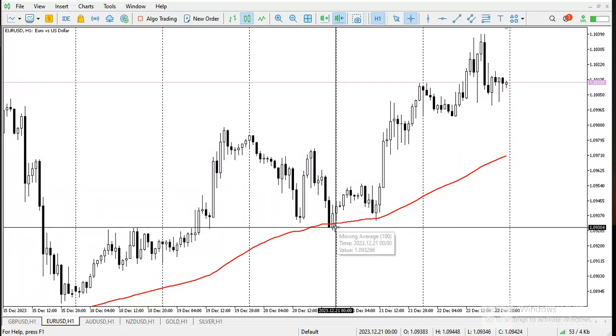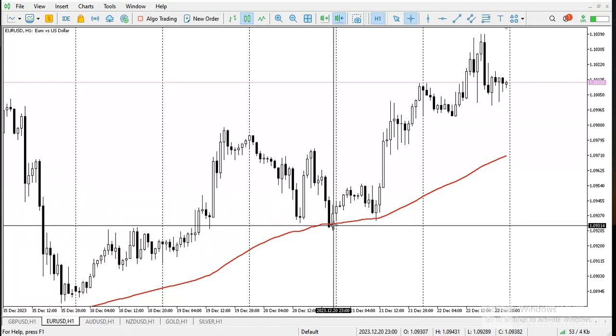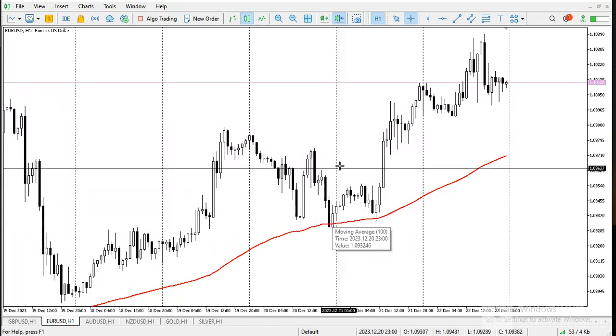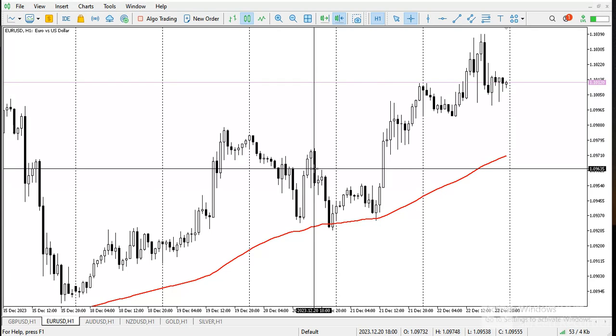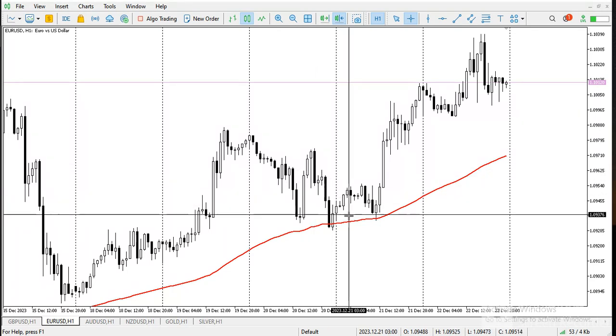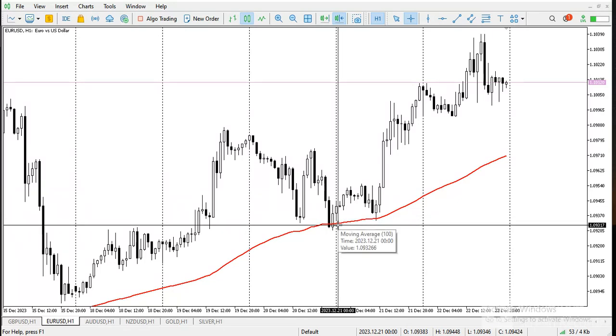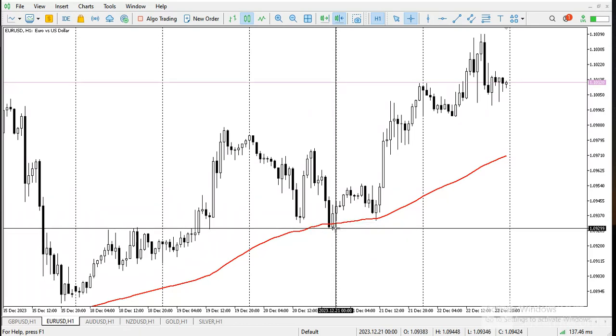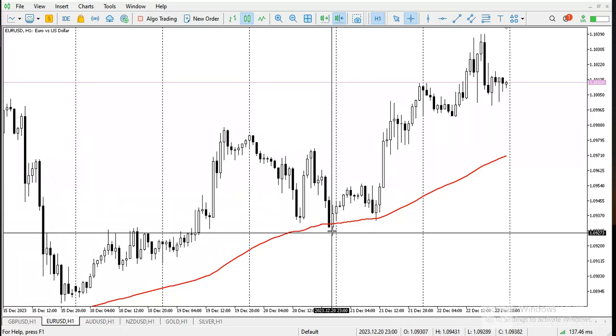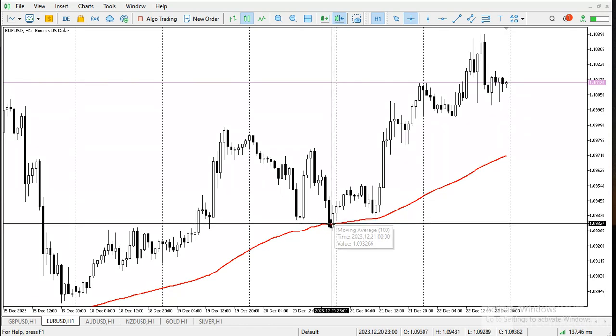You can see it formed a piercing pattern. When I say piercing pattern, I mean the price was in a downward trend. You can see bearish candlesticks, then boom, the bullish candlestick overtook the bearish candlesticks. You can see, boom, it went. So I look for this price action.